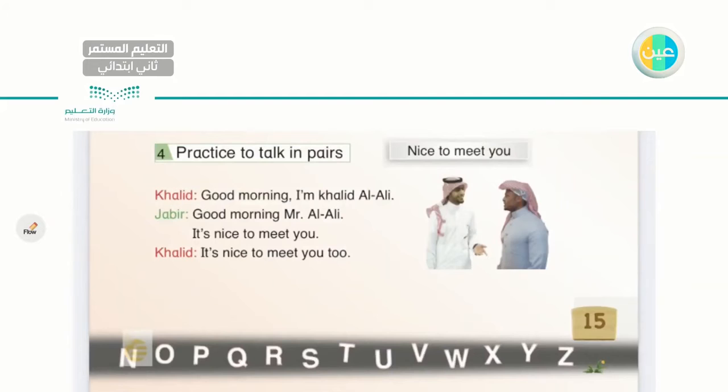So we have this number 4. We have two men talking. Let's read the conversation between them. I have Khalid and Jabir. Practice to talk in pairs, so it needs 2 persons to make this conversation. Let's try to read them together.